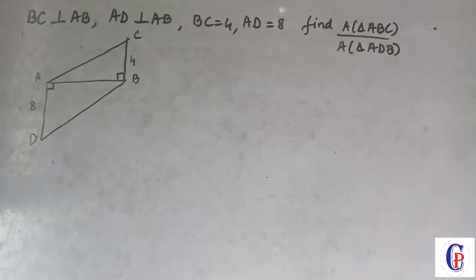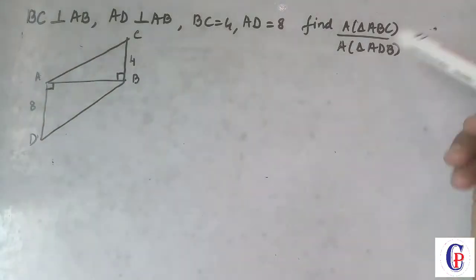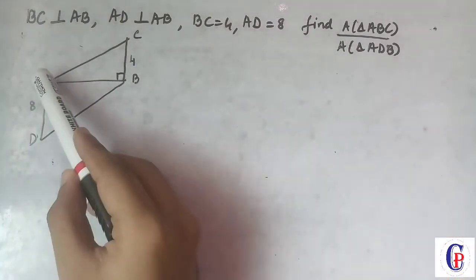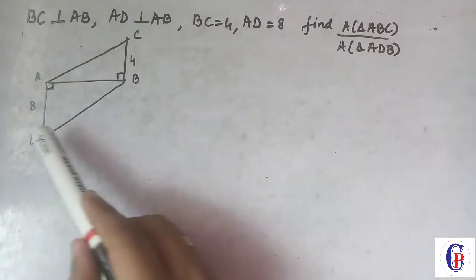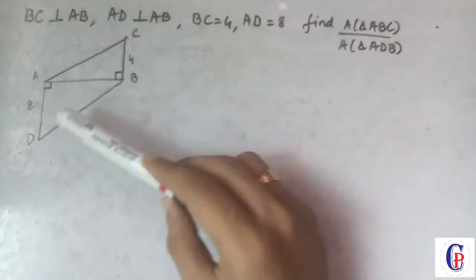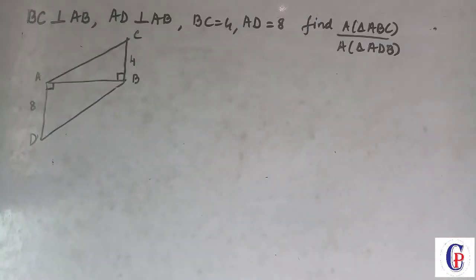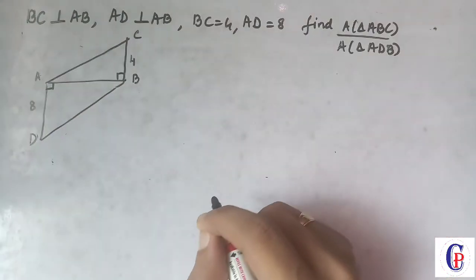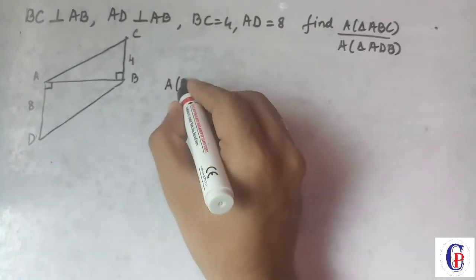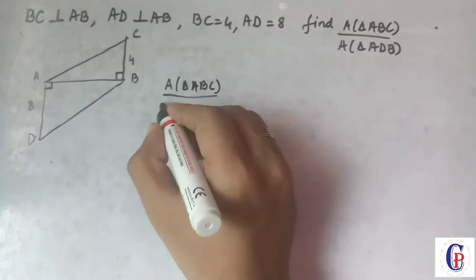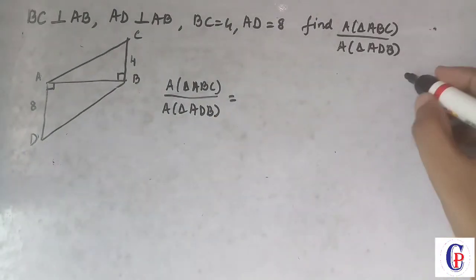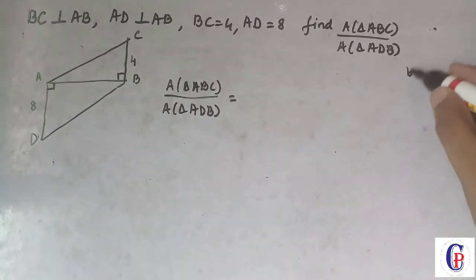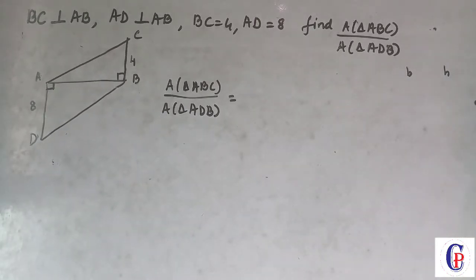Now which two triangles? Again it is given in the question: triangle ABC, and one more triangle, which is ADB. You need to find the ratio of the areas of these two triangles. What short trick you can do is, first of all, write here area of triangle ABC upon area of triangle ADB. This is rough work: base and height.